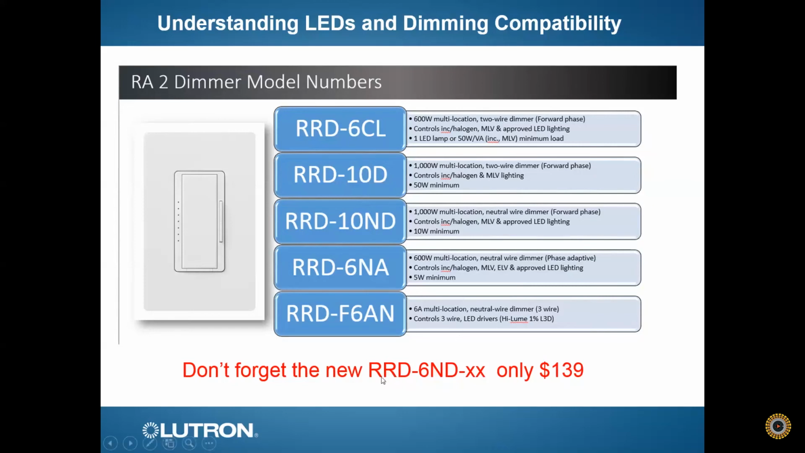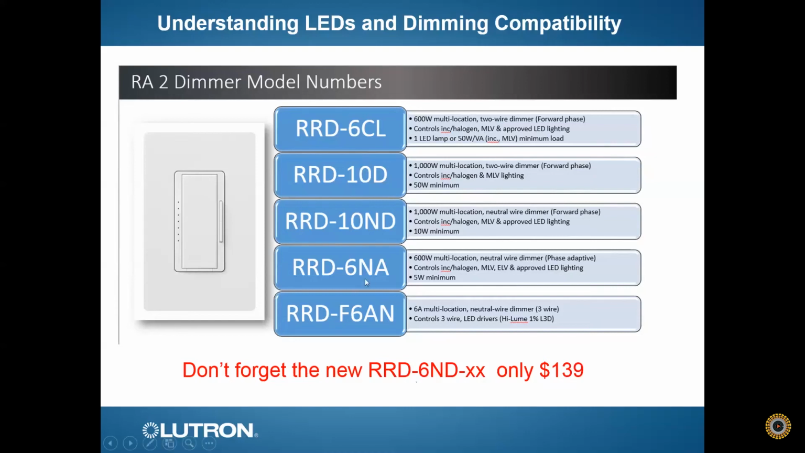We just came out with, Lutron just launched the RRD-6ND, so it is a 600 watt incandescent neutral wire dimmer. It's only $139 retail, so it is actually the least expensive dimmer in the family. When you're dealing with dedicated LED fixtures, this guy will work in most of your applications unless it specifically calls out that it requires reverse phase dimming. So from a cost-saving standpoint, if you're engineering a job, if you have a neutral wire option, you can go with this 6ND. It's going to save you some money, and it's going to get the job done for you.